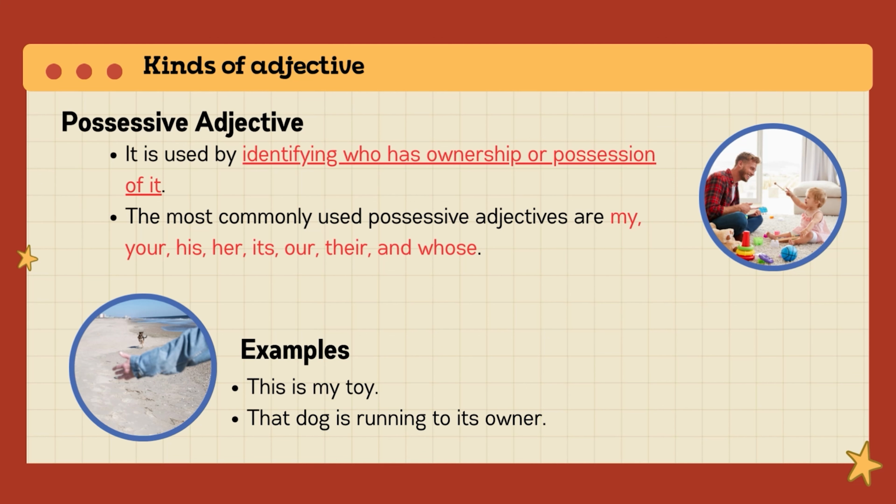Example. This is my toy. The possessive adjective here is my. It talks about the ownership. Next, that dog is running to its owner. The possessive adjective here is its. This described the pronoun of a dog that is running towards its owner, towards the one who possesses him.